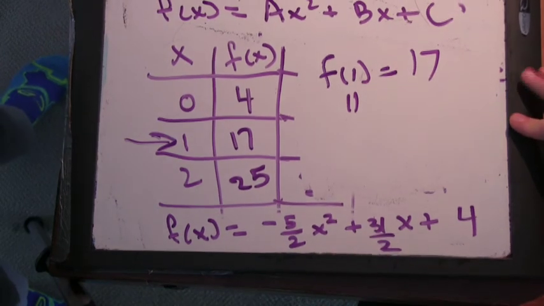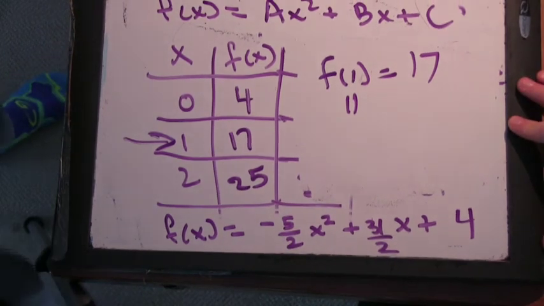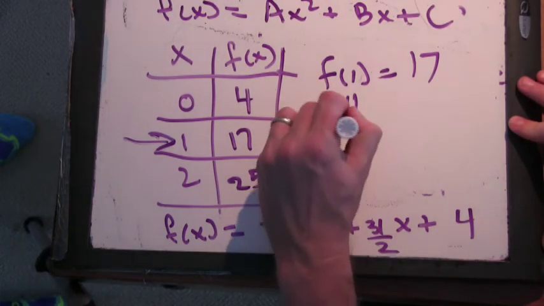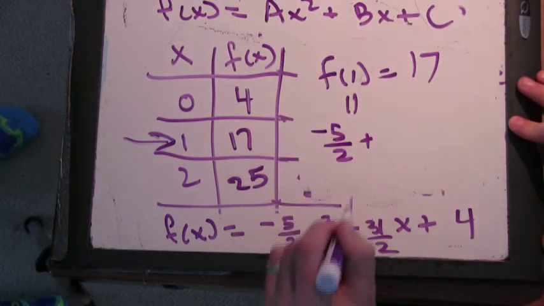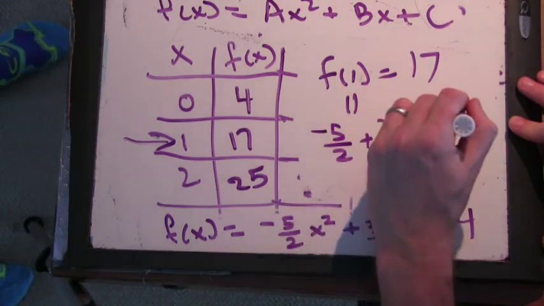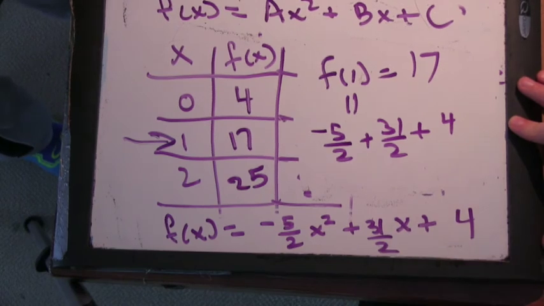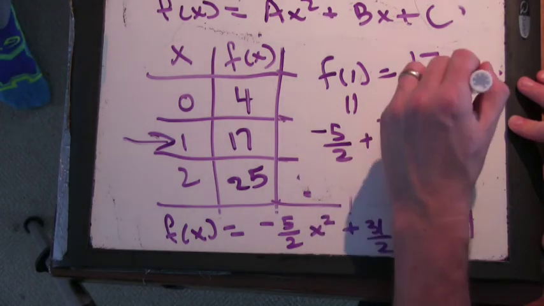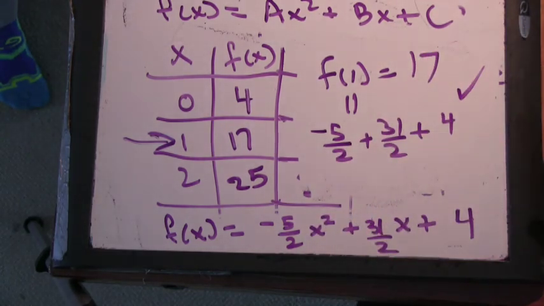So we have negative 5 halves plus 31 halves plus 4. So what is this? 26 halves plus 4. So 13 plus 4 is 17. Yeah. Isn't that interesting?